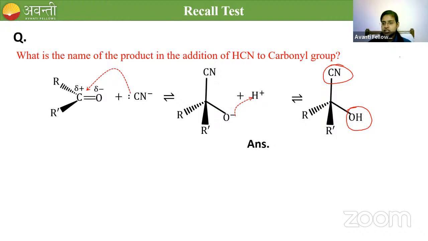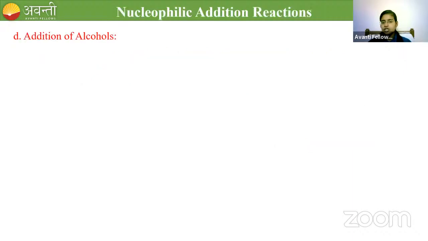Very good, Harish. Exactly. It is called cyanohydrin. Very good, Bhagat. All right. So today we will go for the fourth nucleophile, which is the alcohol. So addition of alcohols to the carbonyl group.